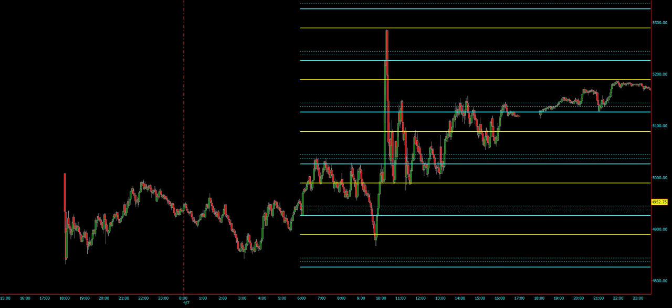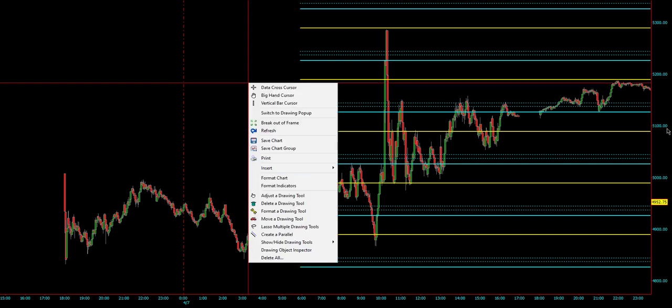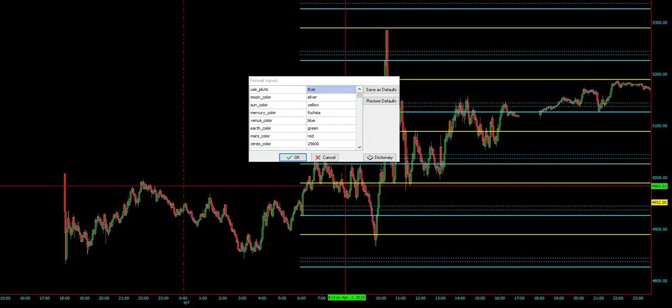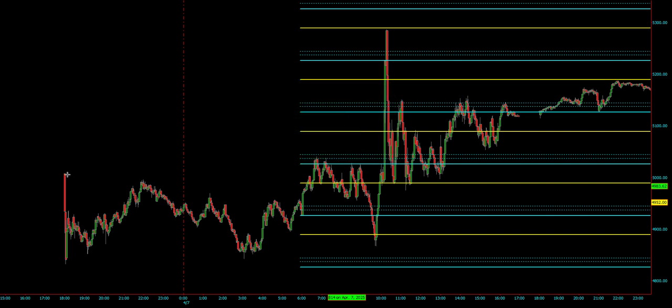Pluto is heavily involved right now across the globe, and there's no reason the market is not going to enjoy its power. We're going to activate Pluto right now at the beginning of this big bar.